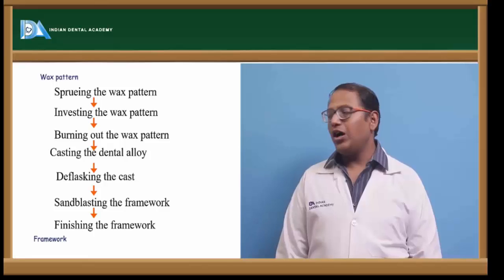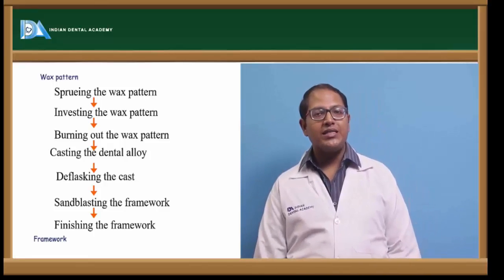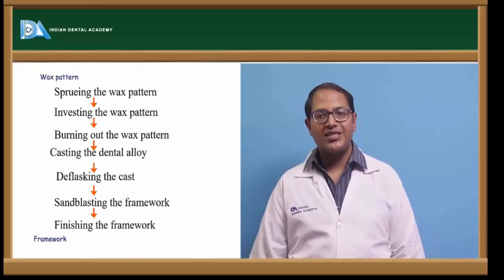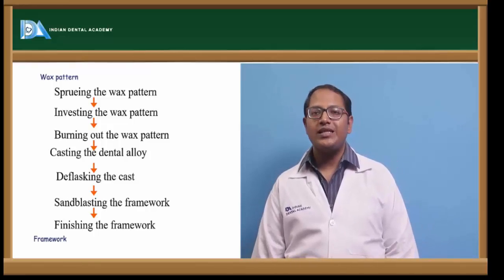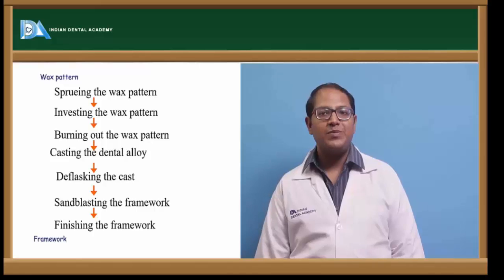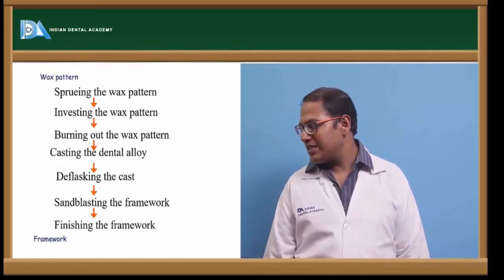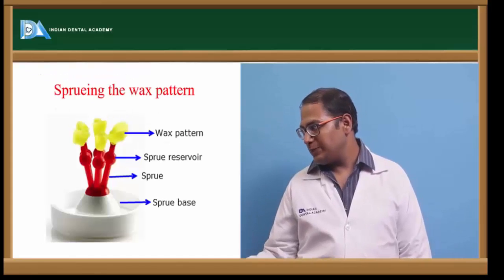It consists of spruing the wax pattern, then investing the wax pattern. It may all seem confusing, but we'll see the steps and understand that. The steps are: spruing the wax pattern, investing the wax pattern, burning out the wax pattern, casting the dental alloy, deflasking the cast and blasting the framework, and finishing of the framework. It starts with spruing of the wax pattern.